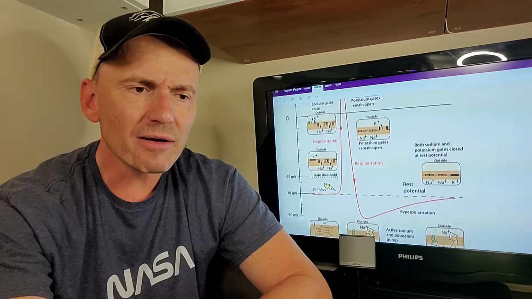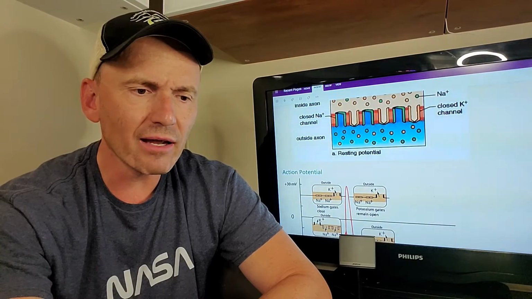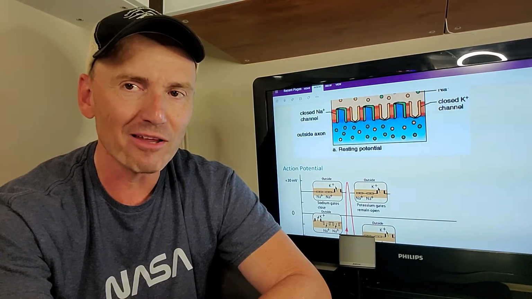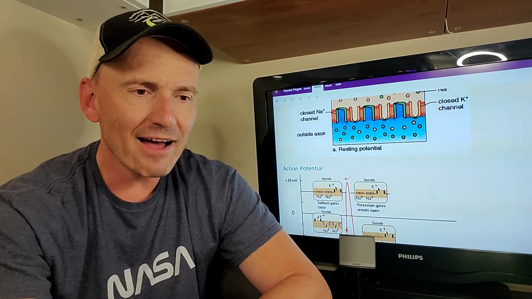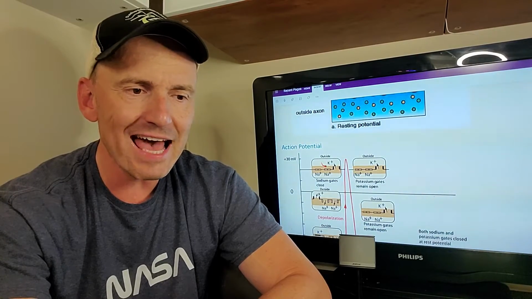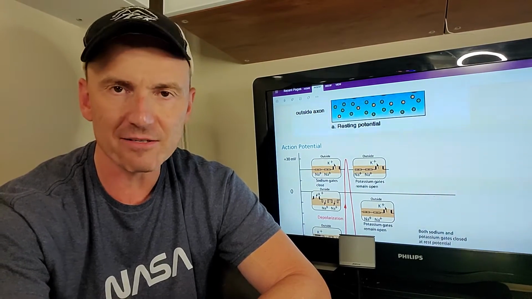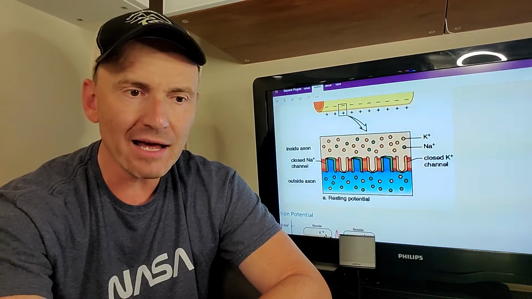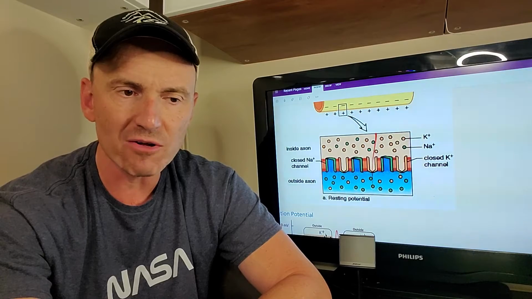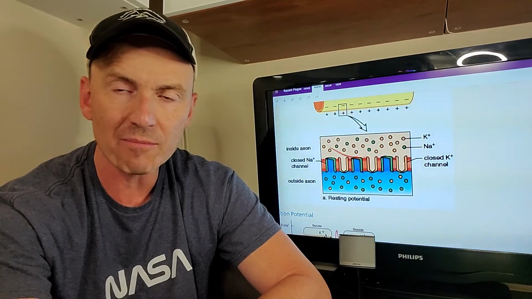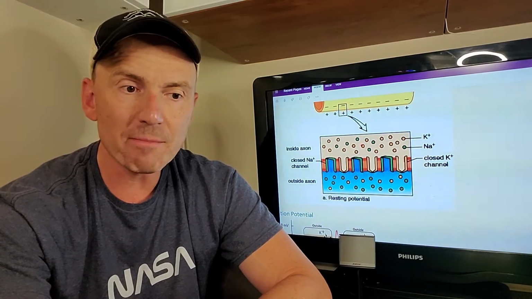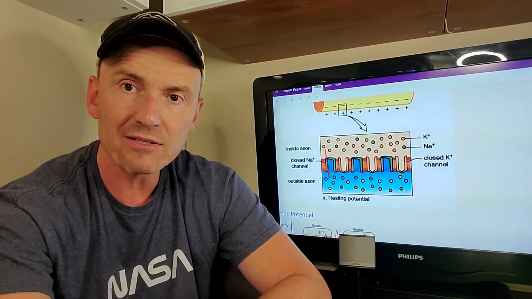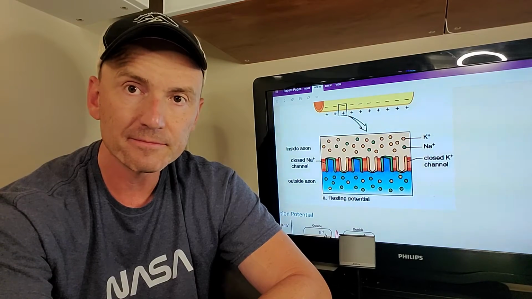Well, let's not worry about it. It says here 30. Okay, let's just say 30. Once it starts to reach around 30, 40 millivolts, what happens is that triggers potassium channels in the membrane to open. And now there's sodium all in here, but there's a lot of potassium in here. And what happens is the potassium channels open, and so the potassium starts to diffuse out into the extracellular fluid.